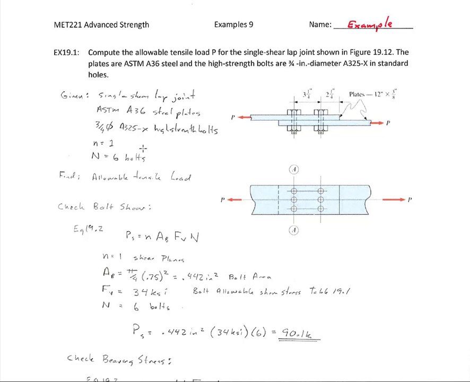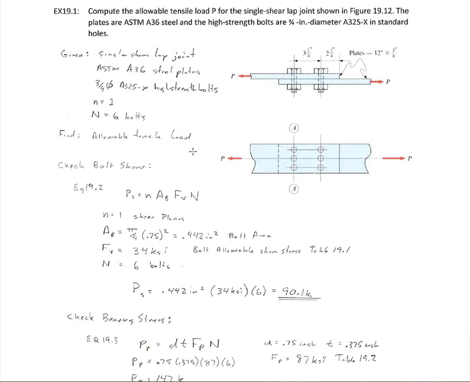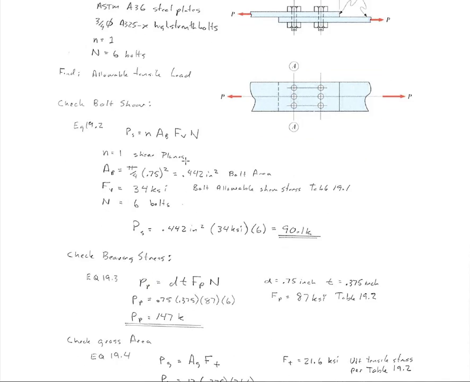Lowercase n is 1. That's the number of shear planes. The large capital N is the number of bolts. In this case, it's 6, as shown here. And find the allowable tensile load. Now, to do that, we're going to do 4 checks.